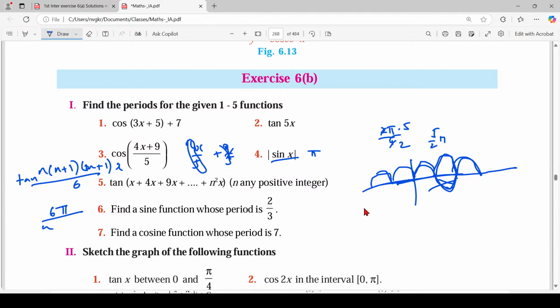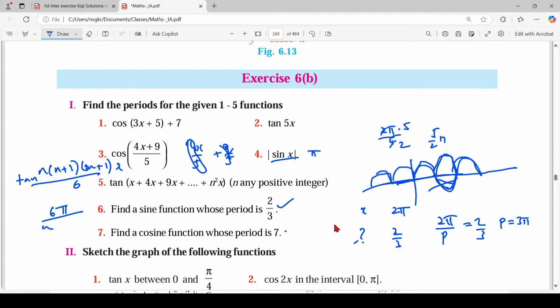So sine x, it is 2 pi. What is it that something that makes it 2 by 3? Understood? So what is that? 2 pi by this something is equal to 2 by 3, right? Whatever some letter, let's say you call it p, equals 2 by 3. So p can be 3 pi.